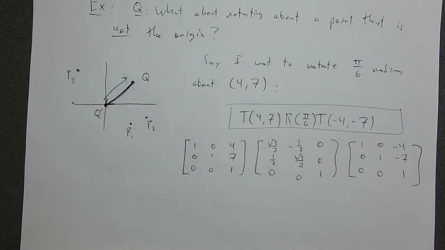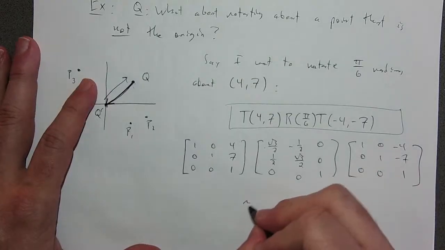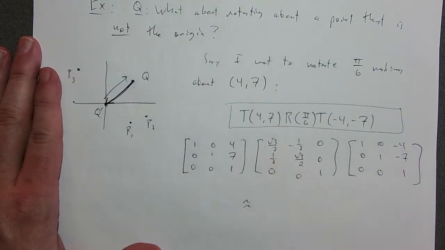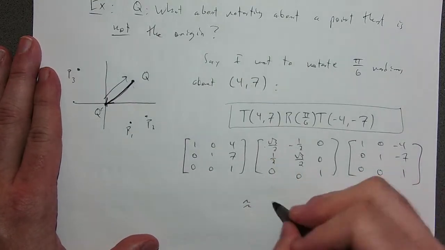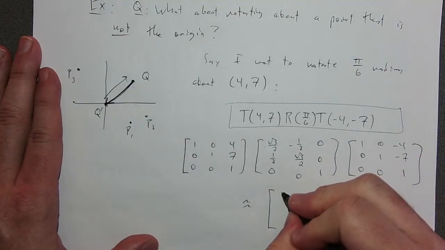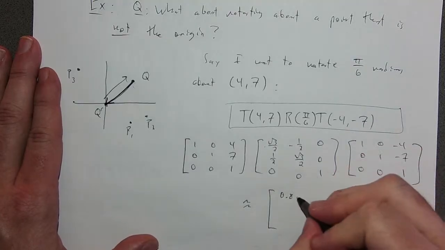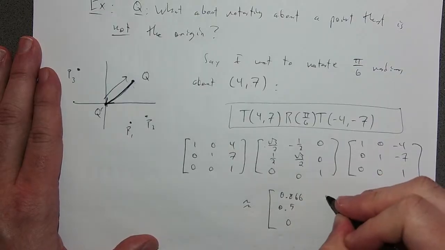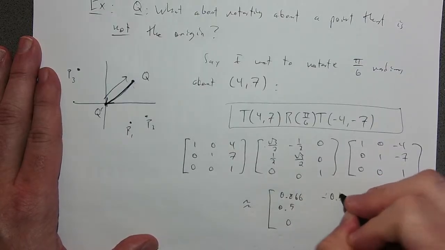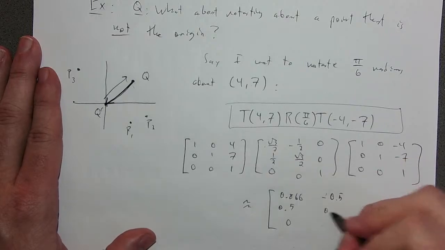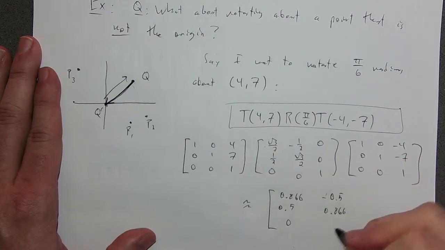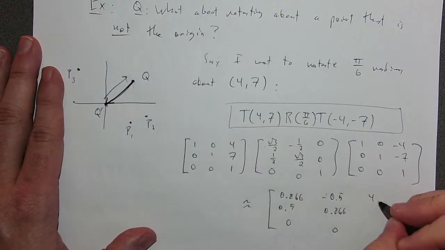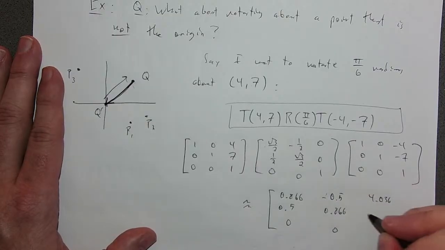If you actually do this out, you will see that this is approximately, because I got square root of 3 roaming around here, reading column-wise: (0.866, 0.5, 0), (-0.5, 0.866, 0), and (4.036, -1.062, 1).